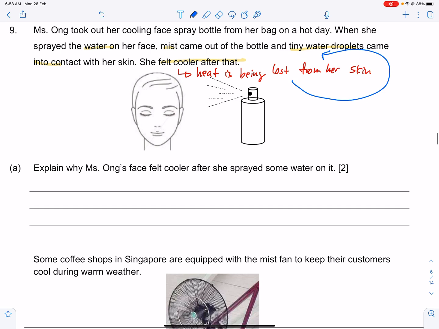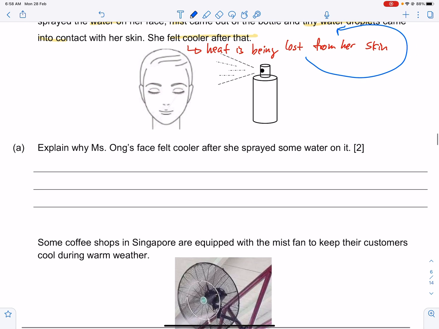So remember, in evaporation, you will need heat, correct? So this heat that was gained by your water droplets from her skin would cause your water droplets to evaporate. And as your water droplets evaporate, the heat will be drawn away. So how do we then translate this into a written form?